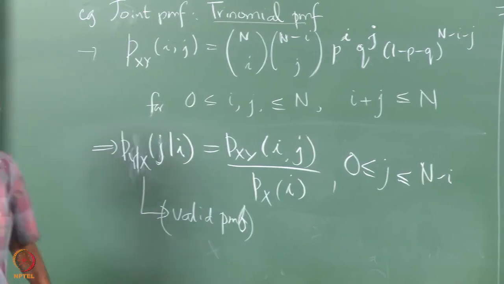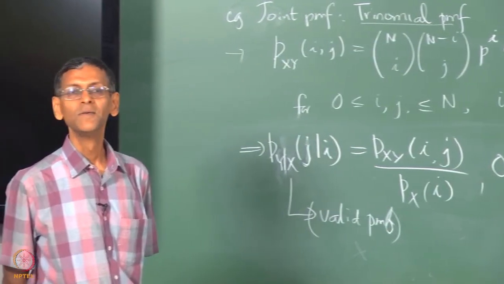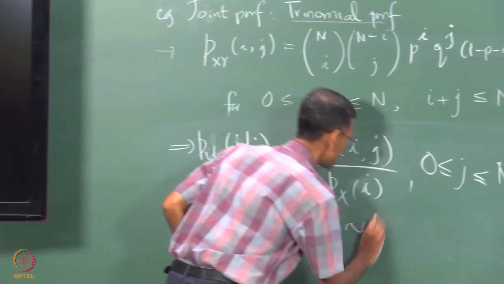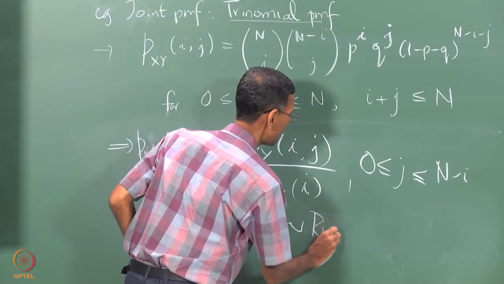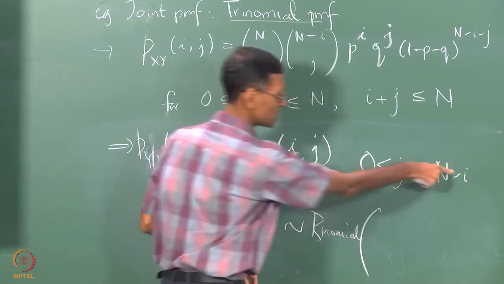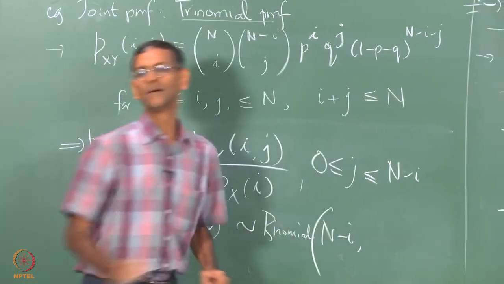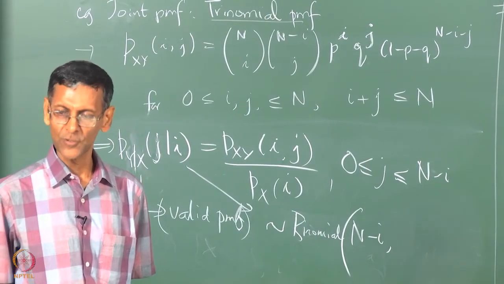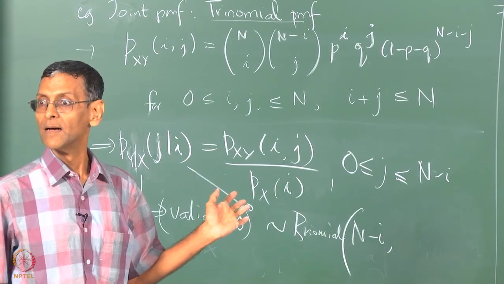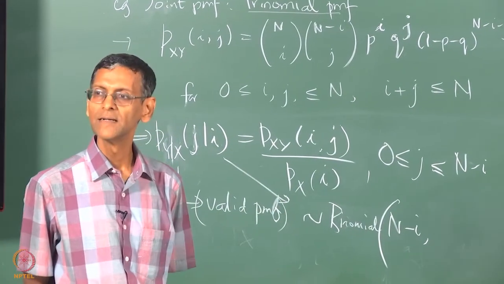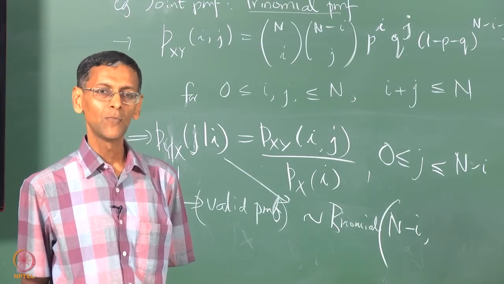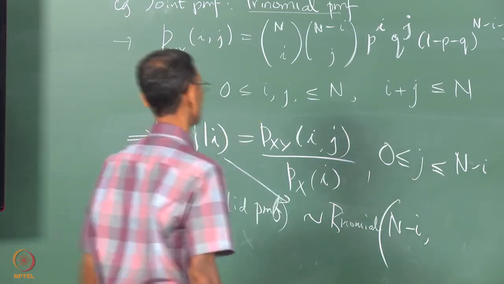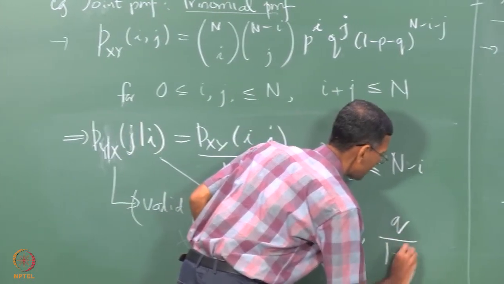What is the PMF that you get? What do you think? It turns out it is going to be binomial with what parameters? So this is binomial, of course, with n minus i. It is going to go from 0 to n minus i. So that n is n minus i, and the probability parameter, it turns out, is not p, it is q divided by 1 minus p.